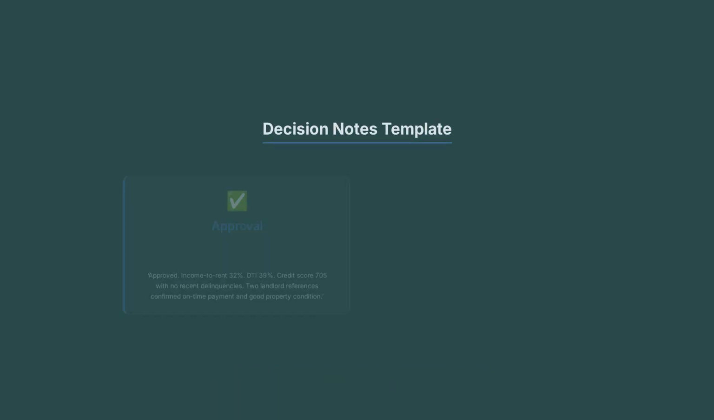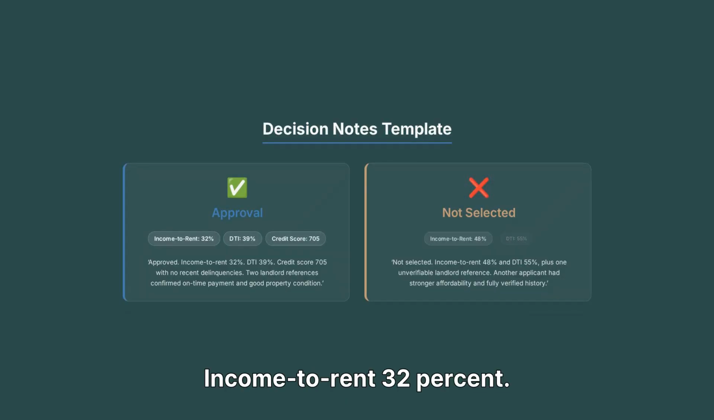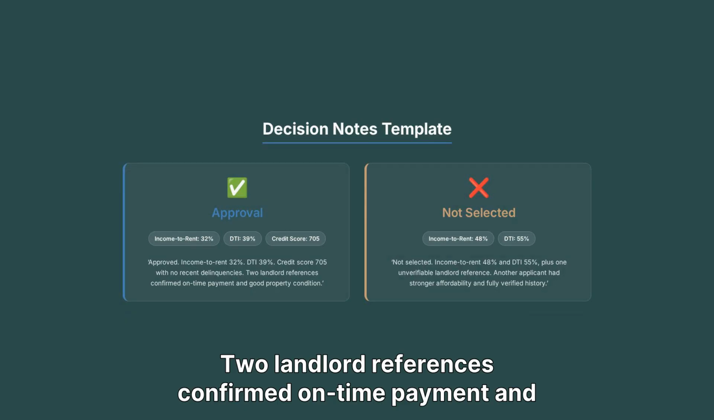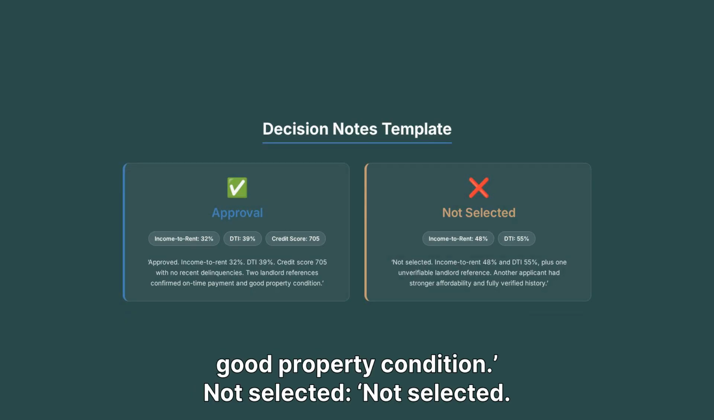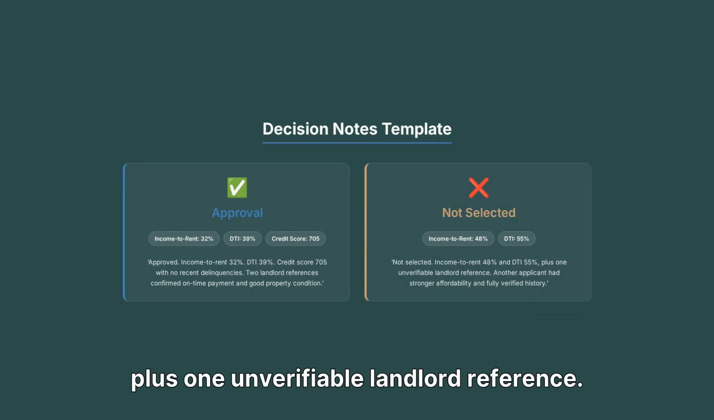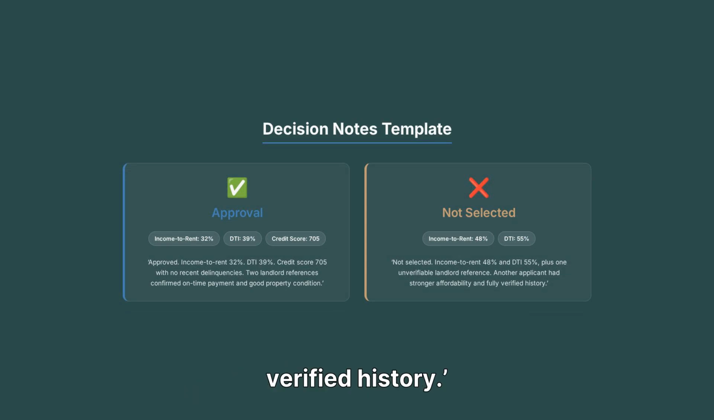Decision notes template. Keep your notes short and neutral. Approval: Approved. Income to rent 32%. DTI 39%. Credit score 705 with no recent delinquencies. 2 landlord references confirmed on-time payment and good property condition. Not selected: Income to rent 48% and DTI 55%, plus 1 unverifiable landlord reference. Another applicant had stronger affordability and fully verified history.